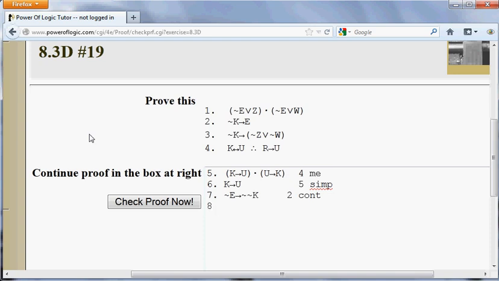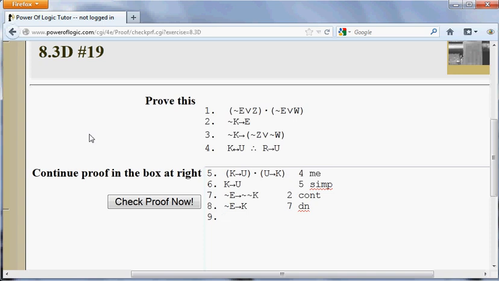And I don't like those 2 tildes in front of K, so I'm just going to get rid of them with double negation. In general, unless there's an obvious reason why you need a double negation, it's often helpful just to get rid of them. Okay, so now line 8 says if not E then K. And again, I'm going to want to get K.